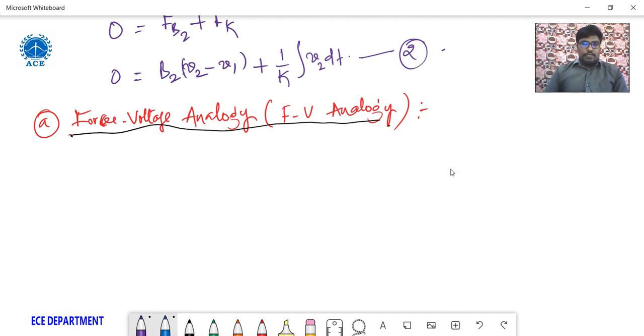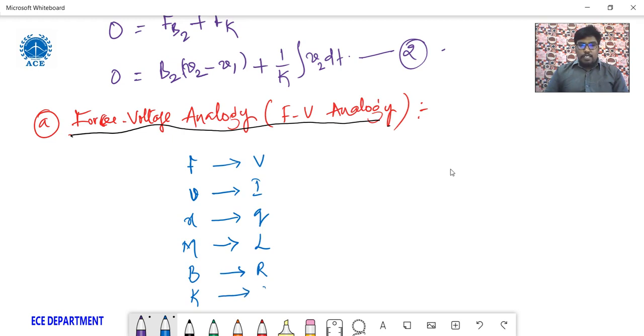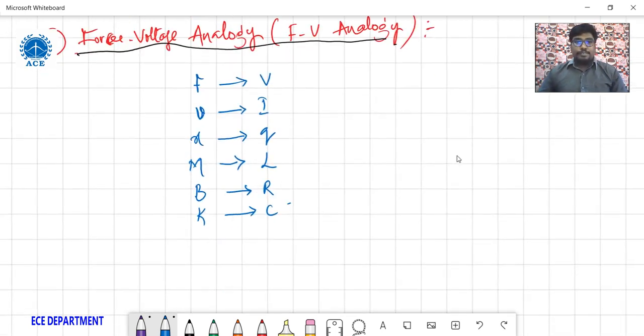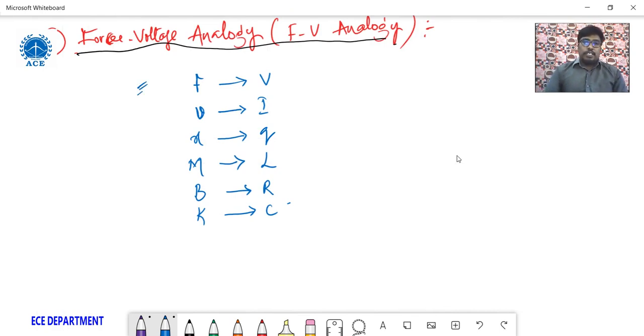So let us see the conversion first of all. Already we discussed, you need to remember this. F in a mechanical system becomes voltage in an electrical system. Velocity, small v I am writing, becomes current in the electrical system, right? Displacement becomes charge, q. And here the mass element becomes inductance, L, right? And the dashpot becomes resistance. And finally, the other element, K, the spring element, becomes capacitance, okay? So you need to remember this conversion of the force voltage analogy.